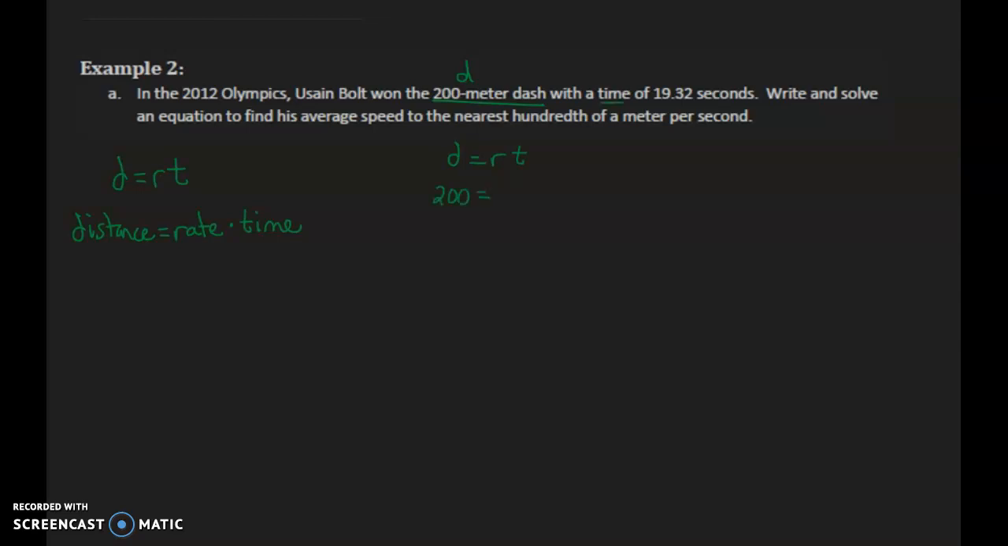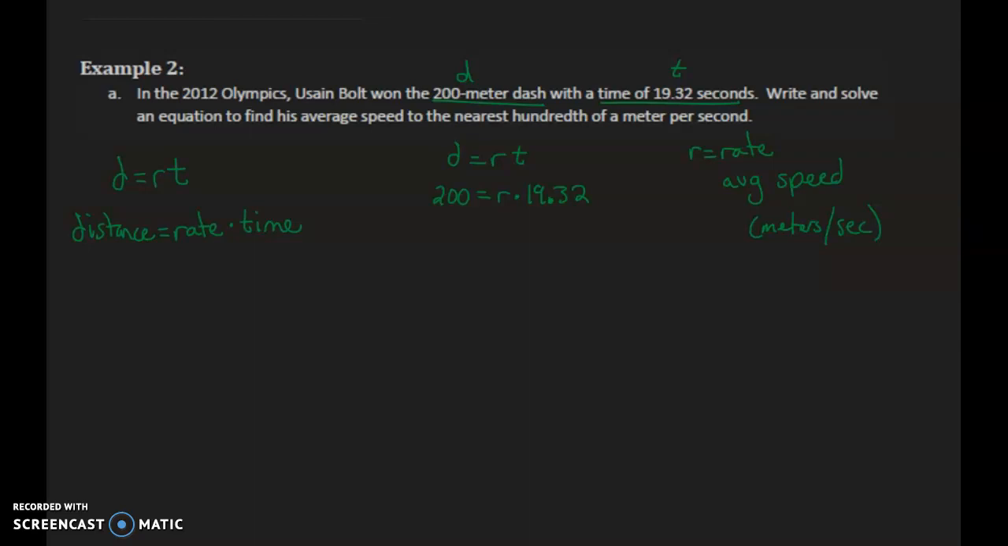Now we also know a time of 19.32 seconds. So that's his time. And it asks us to find how fast he ran. So that's the rate. So r is the rate, which is also known as the average speed. And this is going to be in meters per second. So it always helps on word problems if you write out what all your variables stand for so that you're not questioning at the end, what was that r representing?